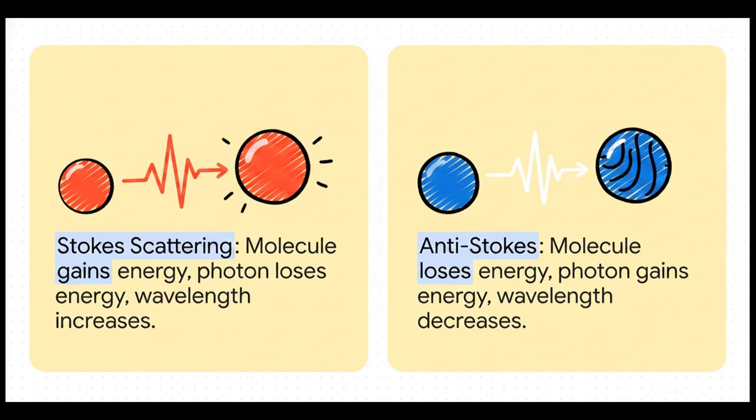First up is Stokes-Raman scattering. Here, the molecule actually gains energy from the photon, getting excited up to a higher vibrational level. And since energy has to be conserved, right, the scattered photon loses that exact amount of energy, which means its wavelength increases, shifting it down toward the red end of the spectrum. The inverse of this is anti-Stokes scattering. Here, the molecule loses energy by relaxing to a lower vibrational state, and it gives that energy back to the photon. The photon gains energy, so its wavelength decreases, shifting it up toward the blue end.